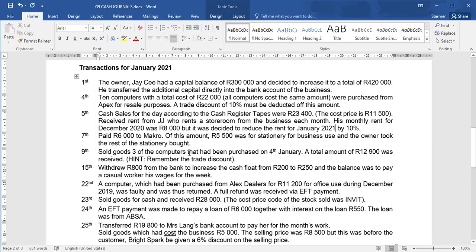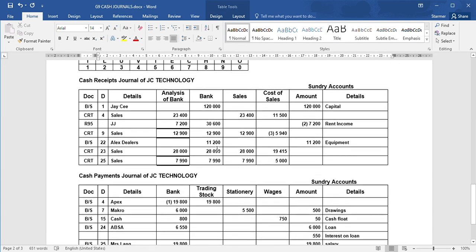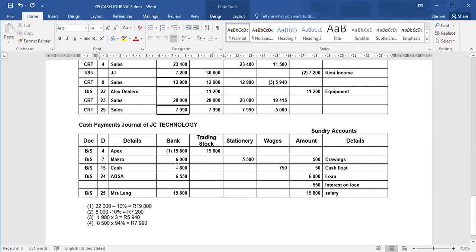Paid 6,000 Rand to Macro. 5,500 was for stationery for the business and the rest was for the owner. So we are paying Macro 6,000, 5,500 for stationery, and the rest of it, 500, goes to drawings, which is the account we use whenever the owner takes anything for himself.